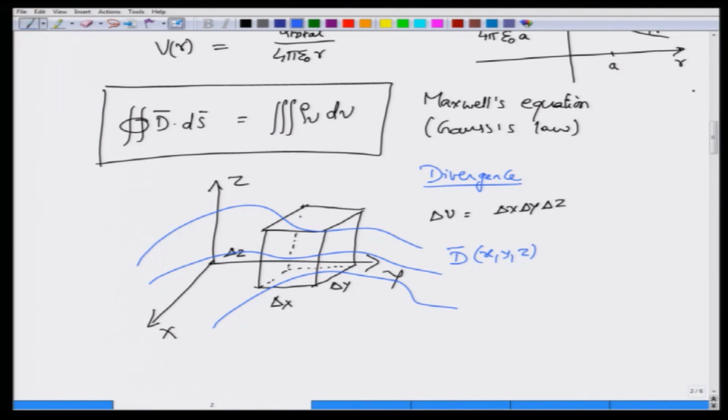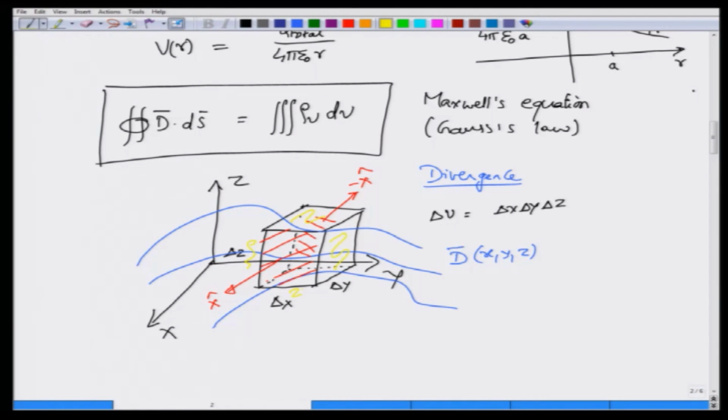Now, if you see this rectangular volume element that we have considered, there are 6 surfaces to this volume. There is a front surface and a corresponding back surface. The front surface has its surface normal along the x axis, whereas the back surface has its surface normal pointing along the minus x axis. Then there are additional surfaces: there is a surface to the right and the left, and there is a surface to the top and the bottom.